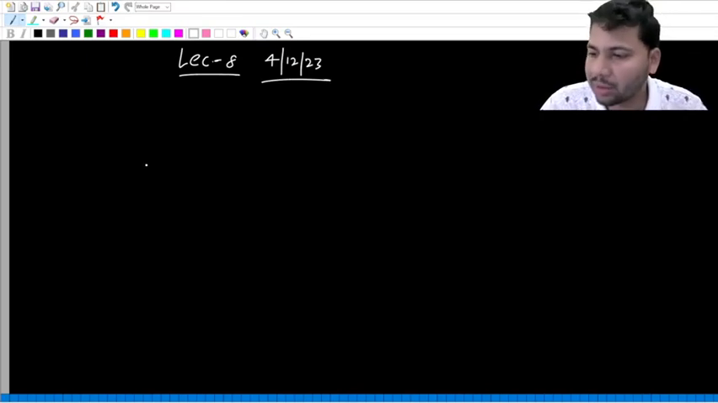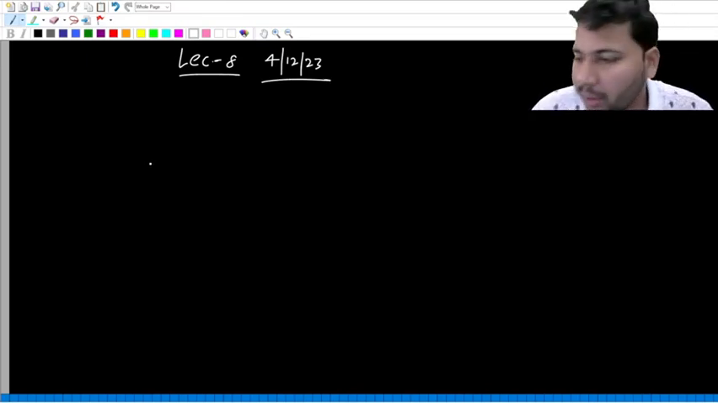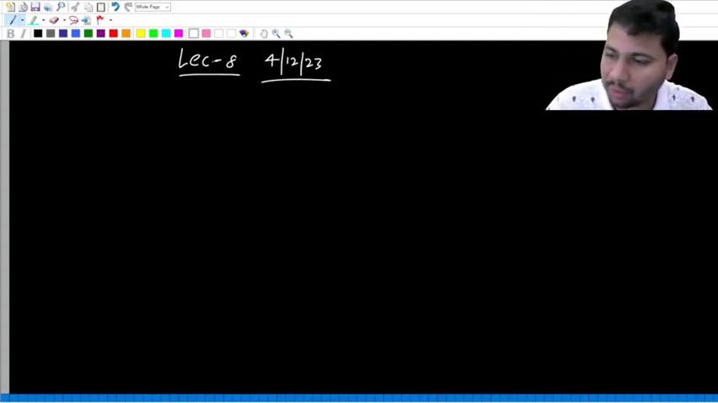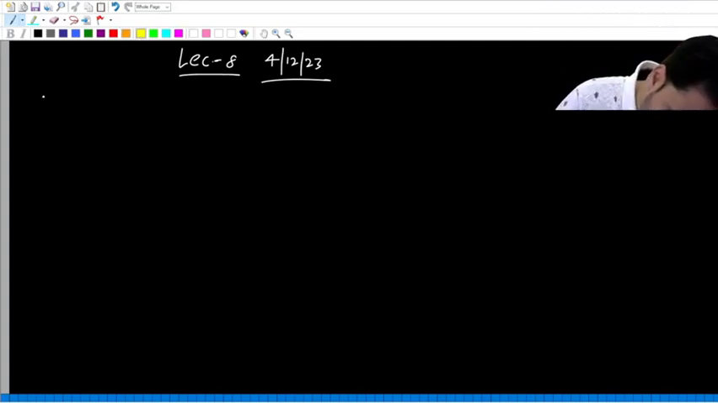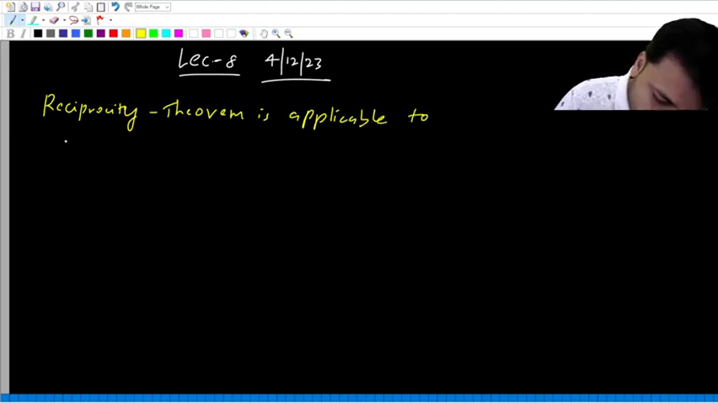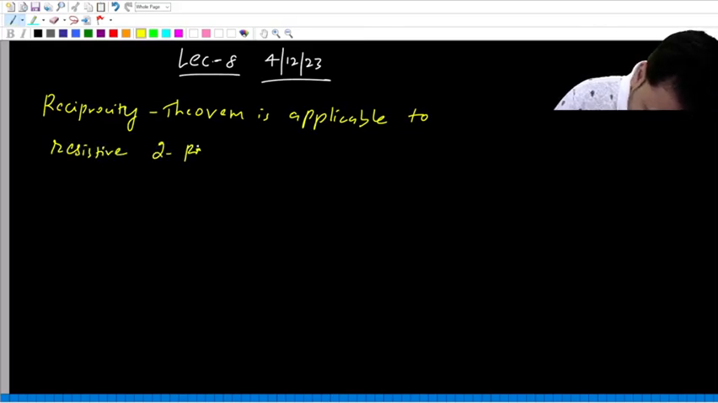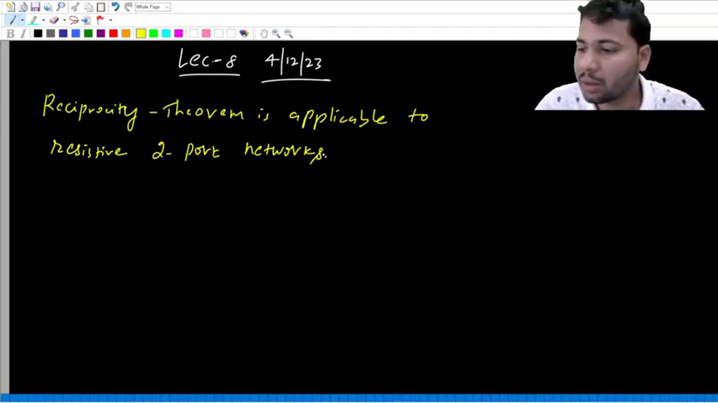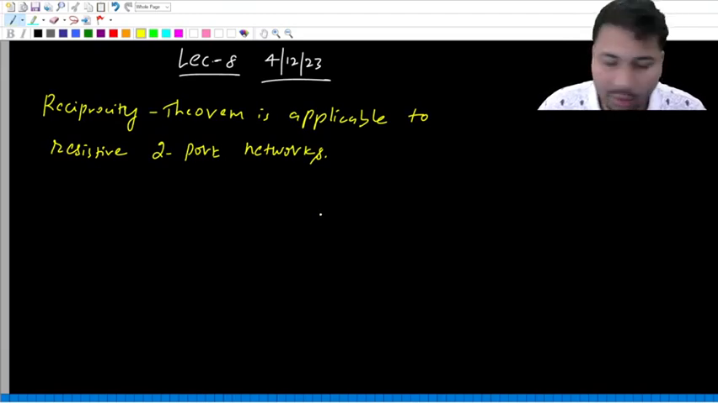So first of all, this reciprocity theorem can be applied to what? Resistive two-port networks. Okay. Reciprocity theorem. It is applicable to what? Resistive two-port networks.